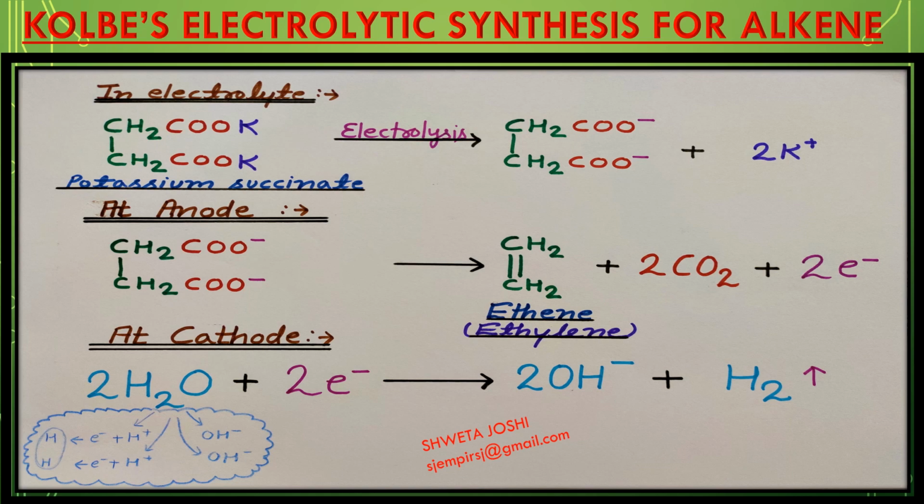Then covering reaction at cathode, 2 moles of water will dissociate into 2H+ and 2OH- ions. 2H+ ions will gain 1 electron each, forming hydrogen gas. In this way, ethene, which is commonly known as ethylene, is obtained at anode and hydrogen gas will be liberated at cathode.